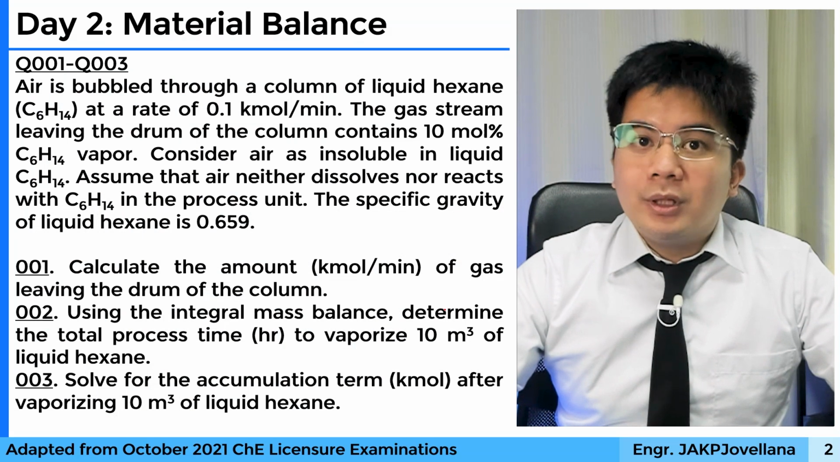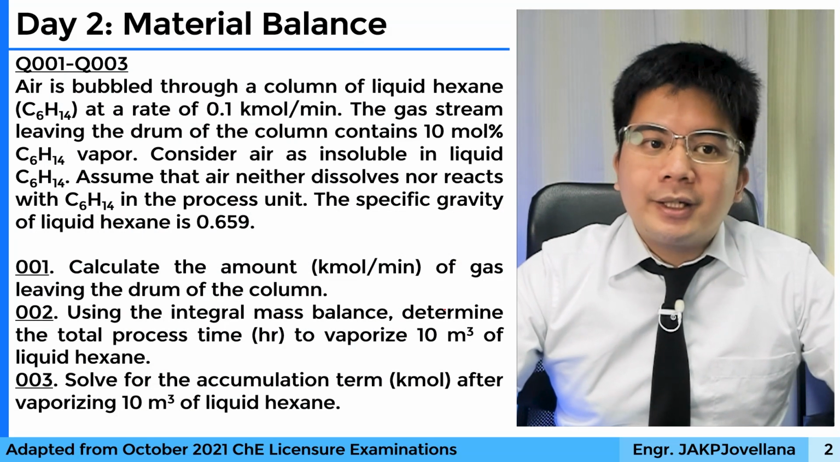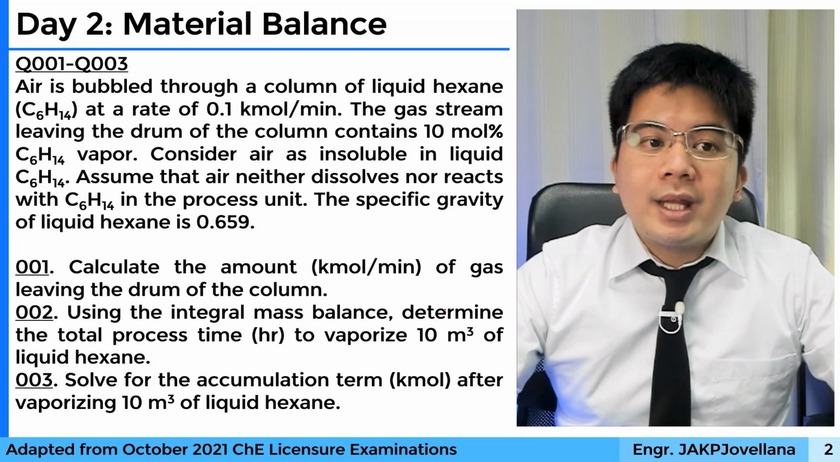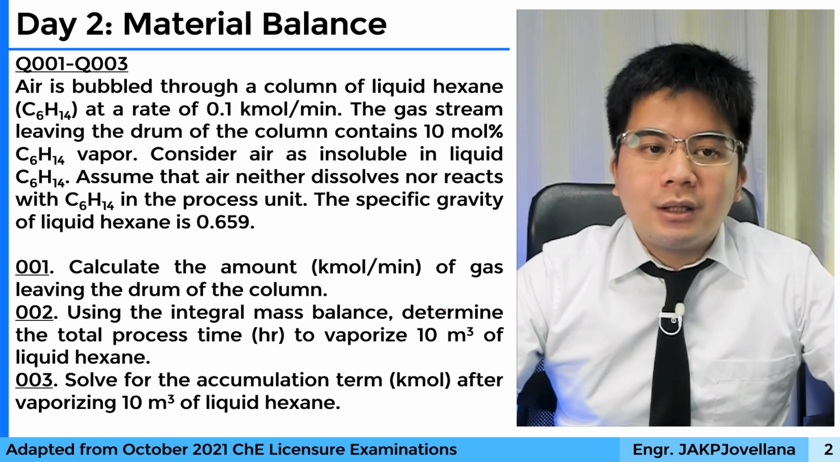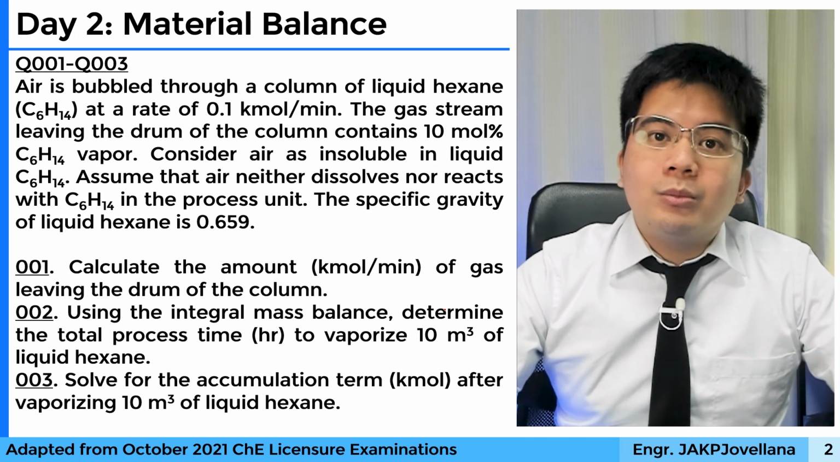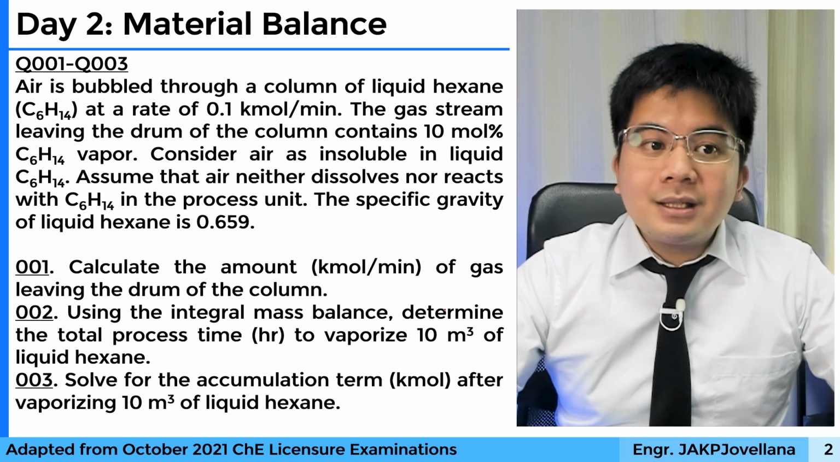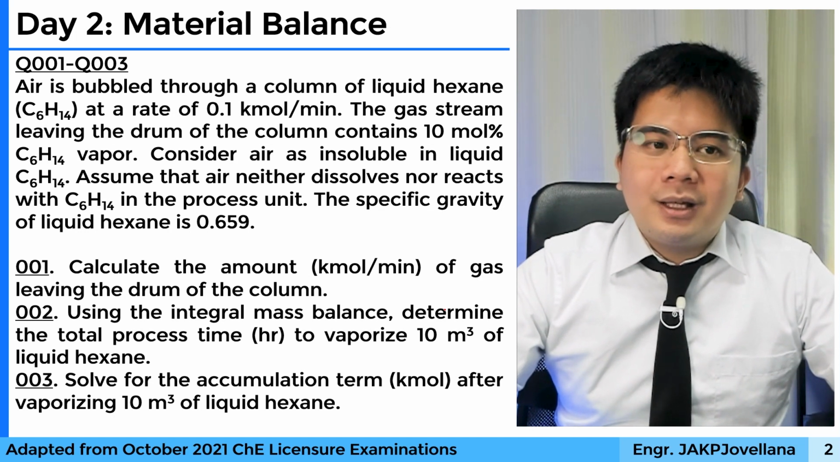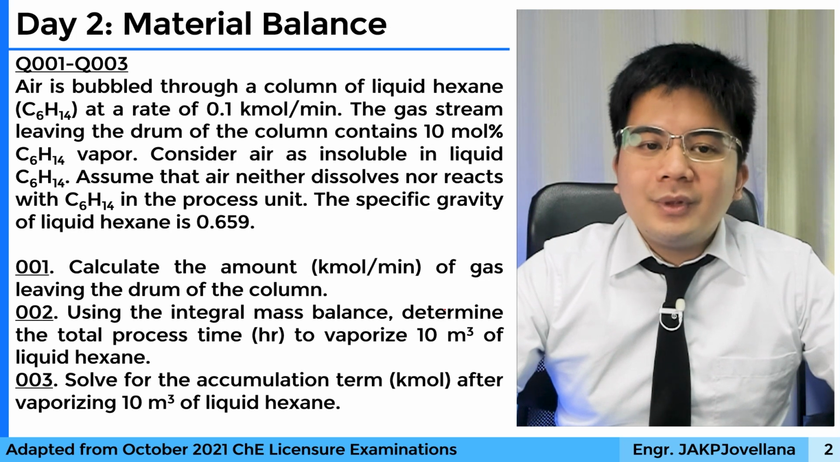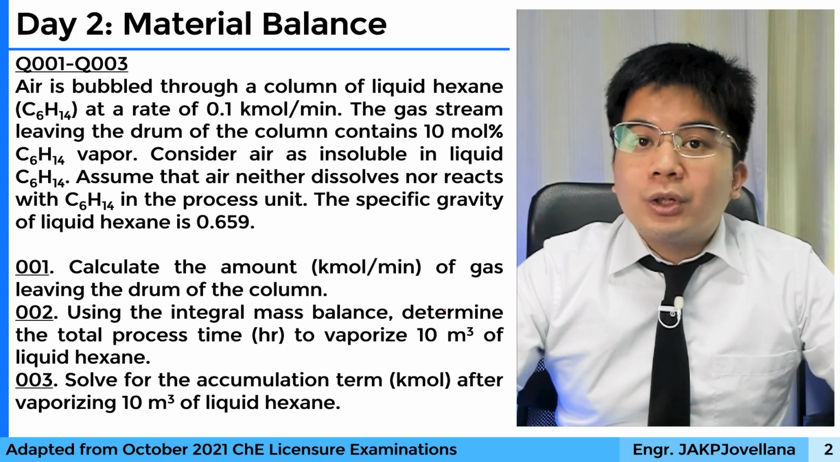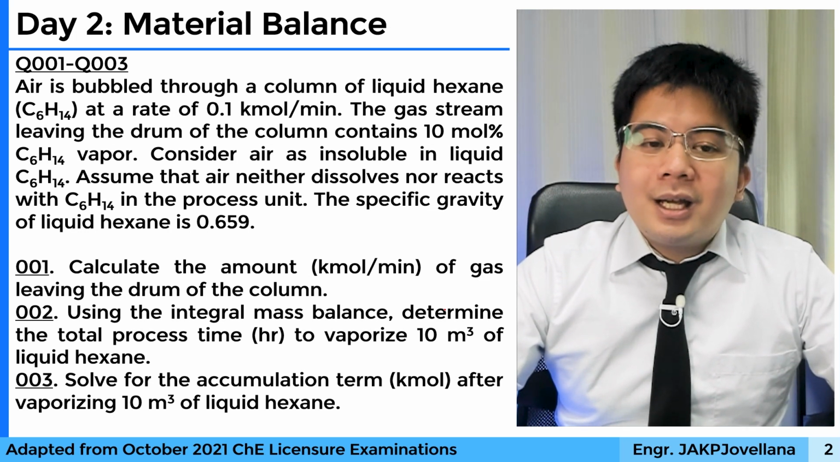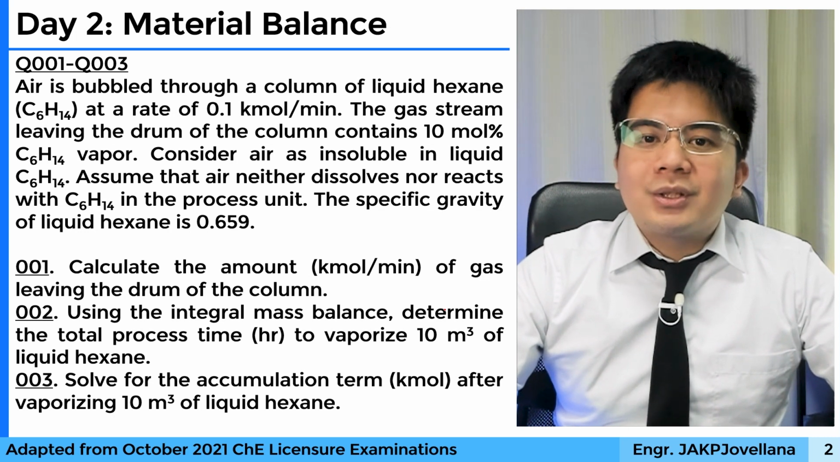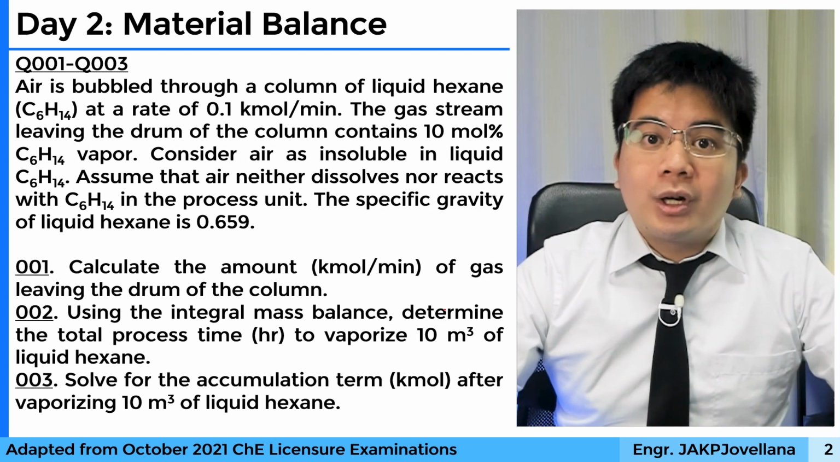So for our problem, we're given air is bubbled through a column of liquid hexane, C6H14, at a rate of 0.1 kilomoles per minute. The gas stream leaving the drum of the column contains 10 mole percent hexane vapor. Consider air as insoluble in liquid hexane. Assume that air neither dissolves nor reacts with hexane in the process unit. The specific gravity of liquid hexane is 0.659.